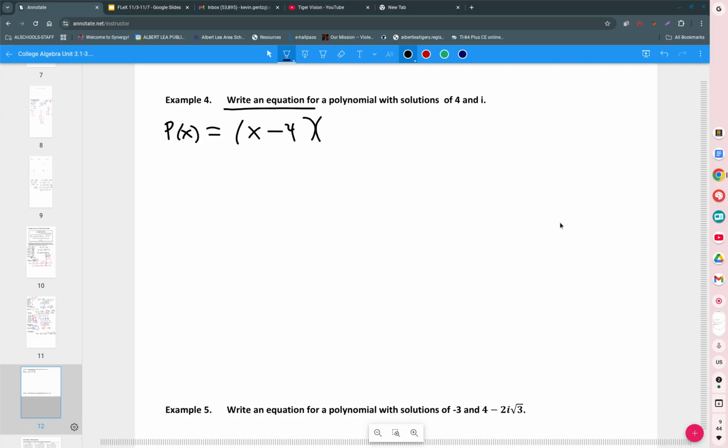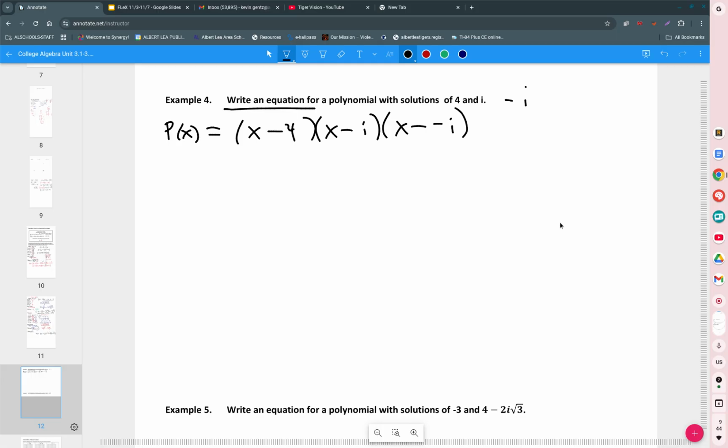If i is the solution, well, wait a minute. What is that thing about imaginary numbers? They must come in pairs, right? So if i is the solution, then so is negative i, isn't it? So I can't just have one. I've got to have the conjugate as well. So I'm going to have an x minus i, and I'm going to have an x minus a negative i. Again, it's always minus. Now, if you want to turn it to plus there, you sure can.